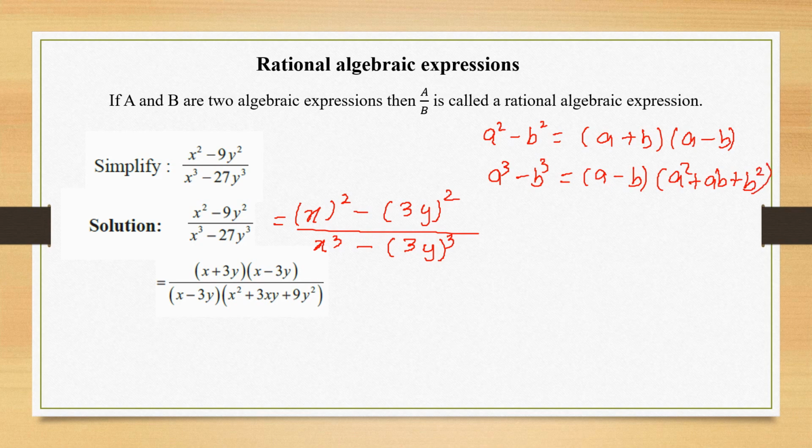Now we'll use the two formulas and expand. In the numerator it becomes x plus 3y into x minus 3y, and in the denominator, by using the a cube minus b cube formula, we have x minus 3y into x squared plus 3xy plus 9y squared. Now x minus 3y and x minus 3y will get cancelled, and finally you will be left with x plus 3y upon x squared plus 3xy plus 9y squared. So this is my solution of the rational algebraic expression.